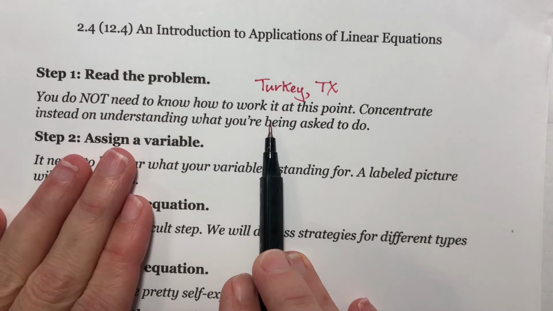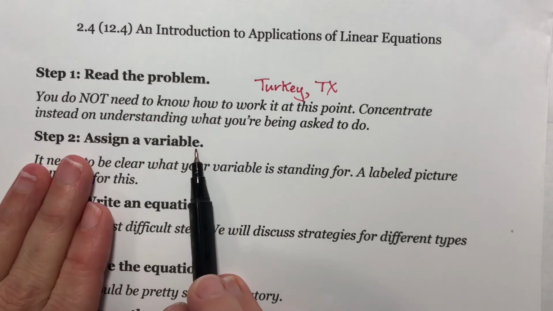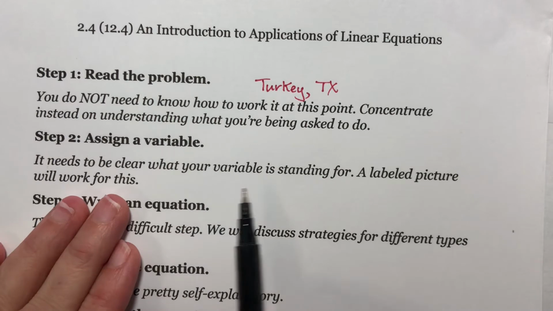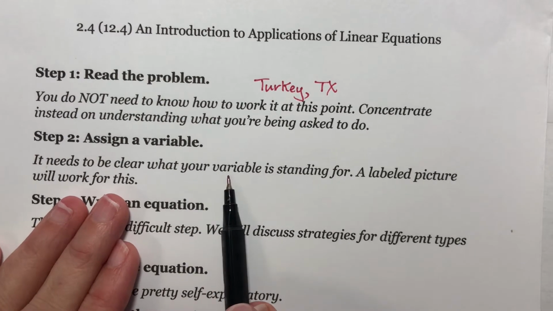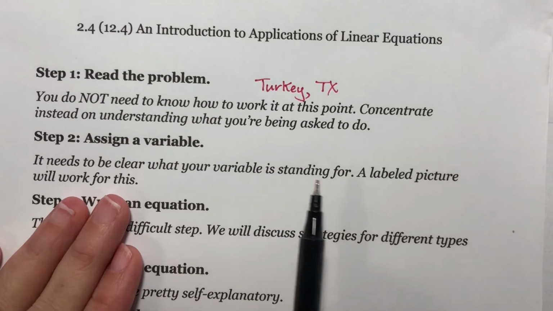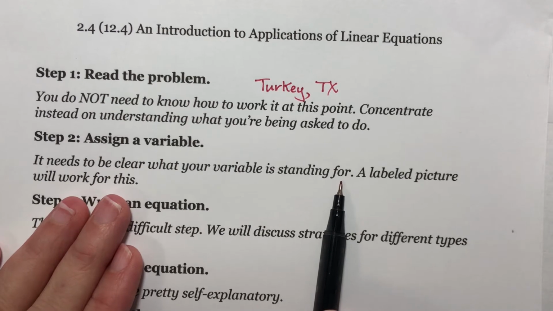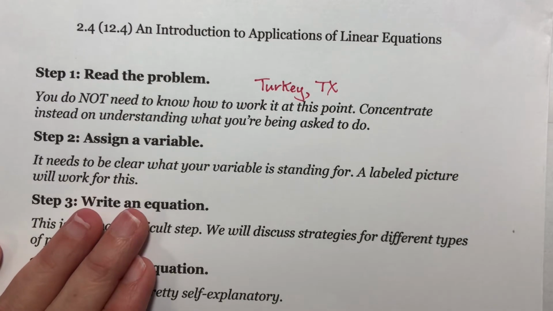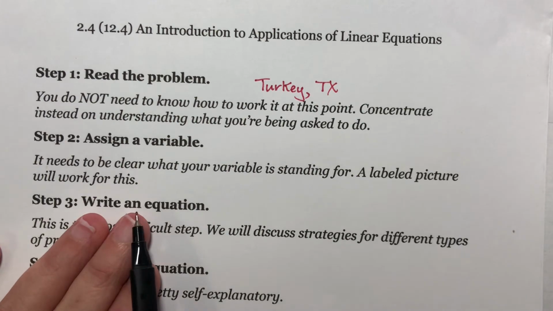Your second step is going to be to assign a variable. There will be at least one thing that we do not know, and we will set our variable up on that. You need to make sure you tell me what your variable is standing for. And not just tell me, but tell yourself, because on a lot of these problems you're going to have options, and the way the problem works depends on what option you took. So it needs to be very clear. A labeled picture works for this.